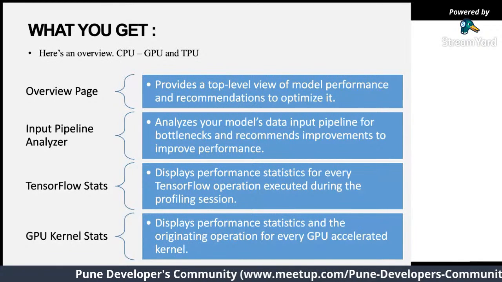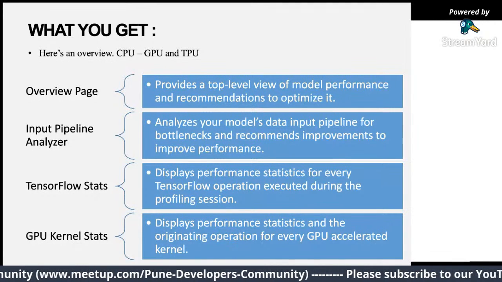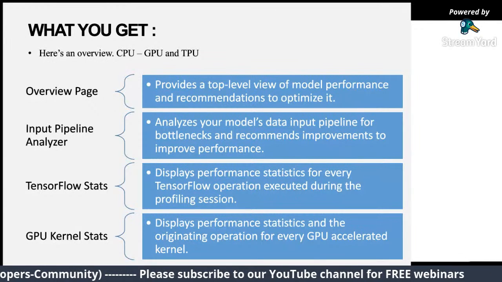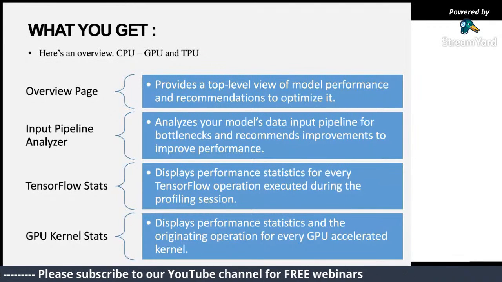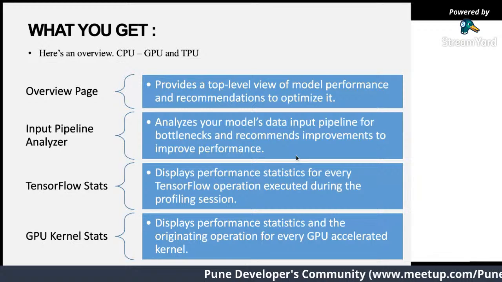Now, the specific reason to mention these four tools is that they are common for CPU, GPU, and TPU. So you can use TensorBoard or TensorFlow or Keras callbacks using the TensorFlow profiler to profile CPU, GPU, and TPU using all these four tabs. These are called pages.